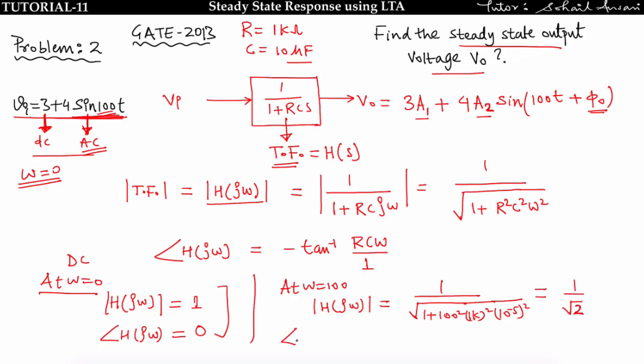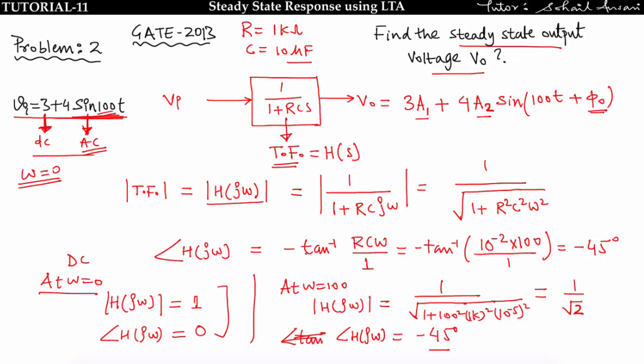Similarly, find the angle of H(jω). The angle of H(jω) you will get is minus tan inverse RCω upon 1, that is equal to minus tan inverse of RC, which is given by 10 to the power minus 5 multiplied by 10 to the power 3, that is equal to 10 to the power minus 2, multiplied by ω equal to 100 upon 1, which you will get as minus 45 degree.